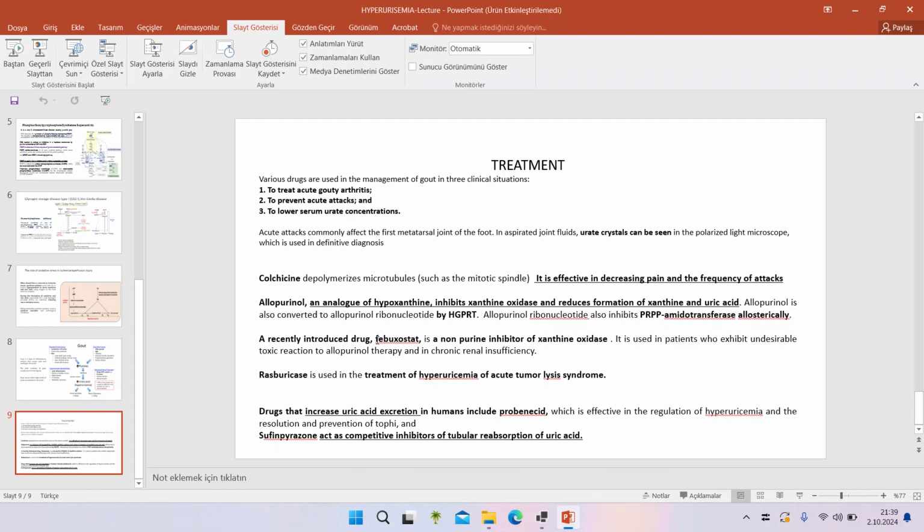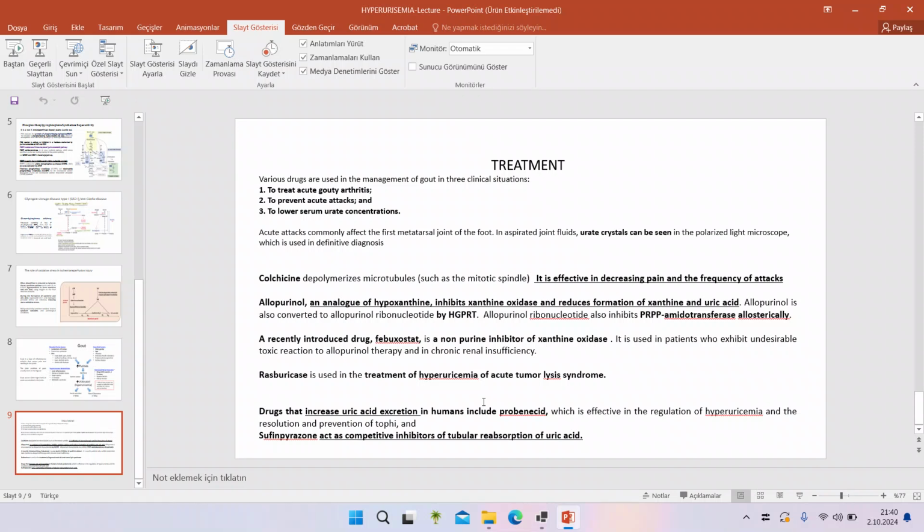And febuxostat is a non-purine inhibitor of xanthine oxidase. It can be used in patients who exhibit undesirable toxic reactions to allopurinol therapy and in chronic renal insufficiency. Rasburicase is used in the treatment of hyperuricemia of acute tumor lysis syndrome.